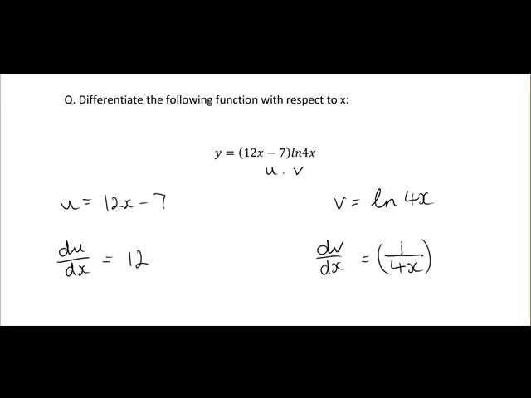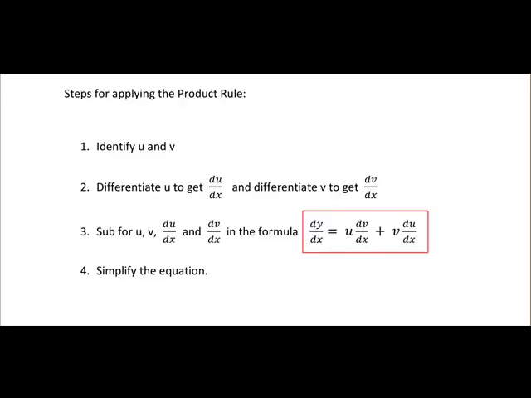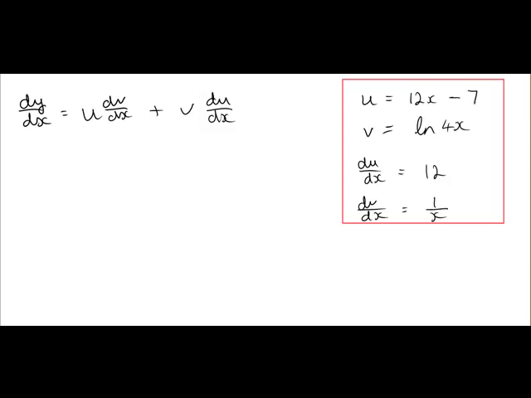We also differentiate the 4x and multiply. So we'll be multiplying by 4. So that gives us 4 over 4x, which is equal to 1 over x. So at this point, we've completed the first two steps. Next, we have to sub in our values into the formula. So you can see on the right hand side, they're the values we figured out. So next we just sub them into our formula here.